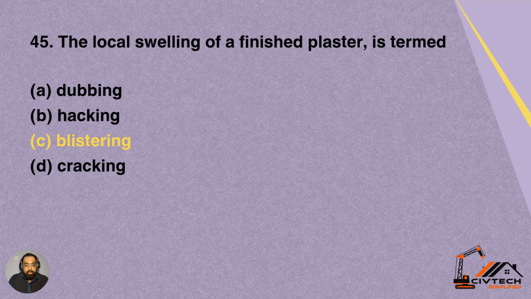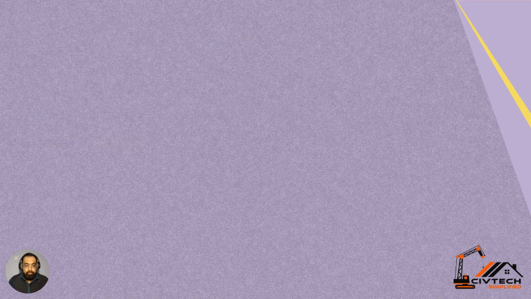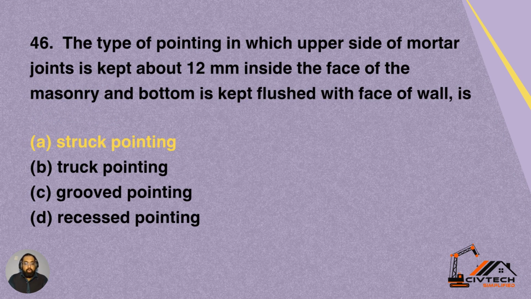Then we have question 45. The local swelling of a finished plaster is termed as. You must have observed in plastering that normally the fresh plaster also swells. So that swelling is called number A dubbing, B hacking, C blistering, or D cracking. So that is called blistering. Option C is correct for this question.